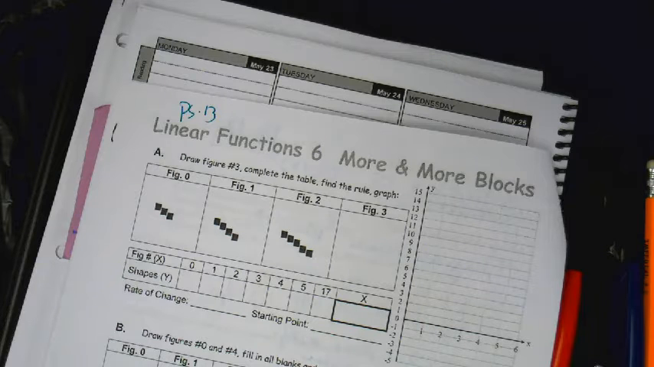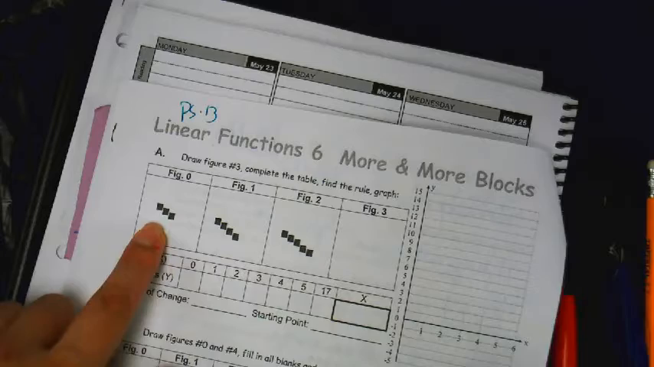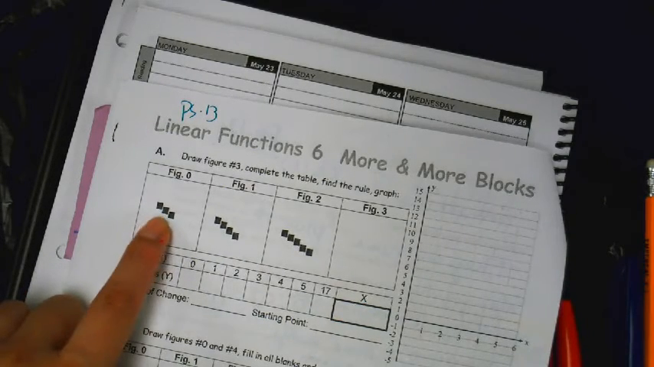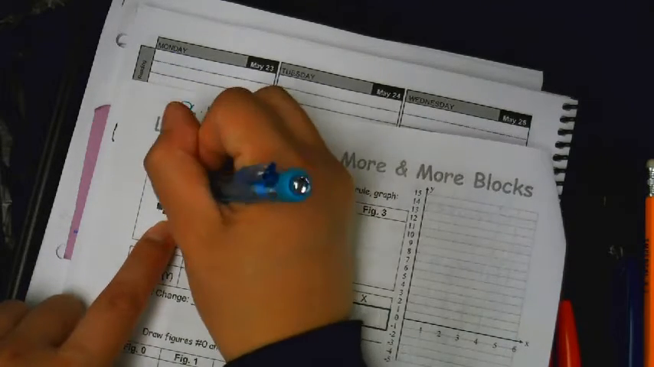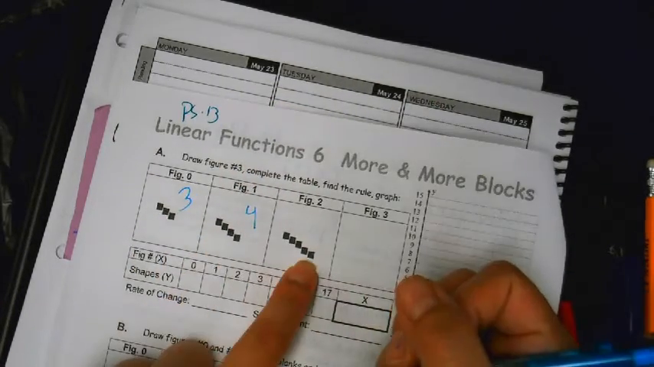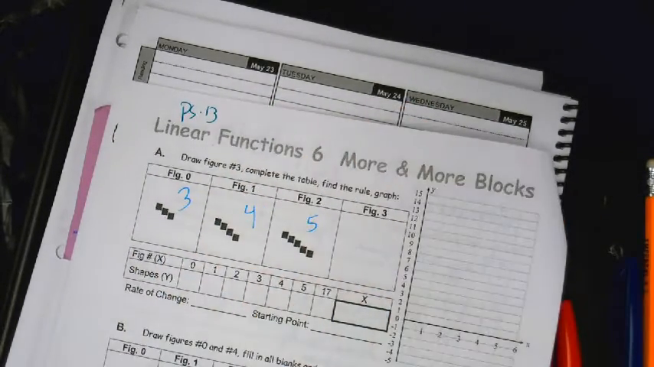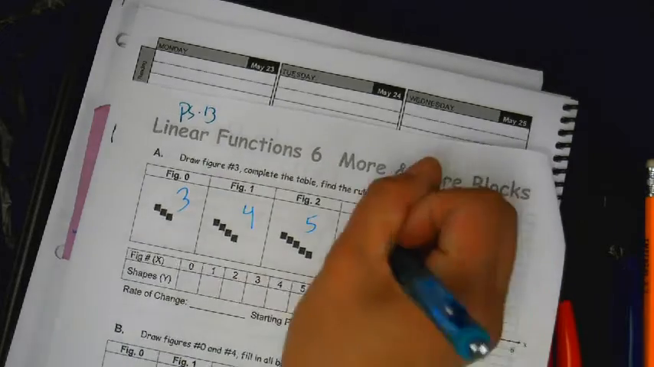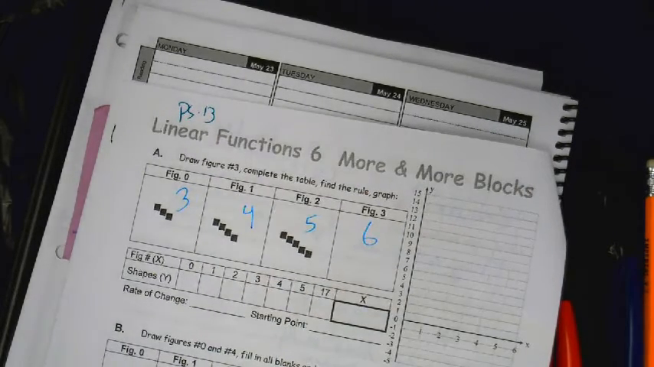All right, page 13. So first we start off by counting. By counting, how many little squares are there? 3. Then how many little squares are here? 4. And here? 5. So you can hopefully right now go like, oh yeah, what am I adding by? 1. So what would figure 3 be? 6. Right? Should be easy.